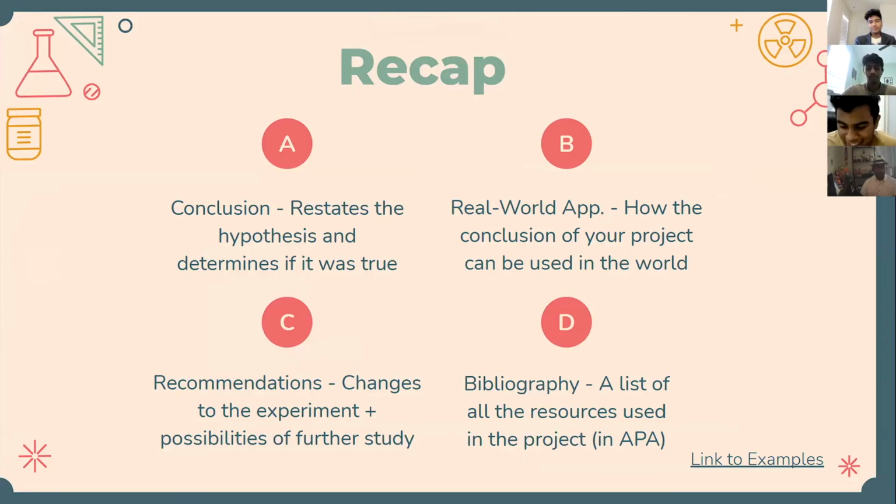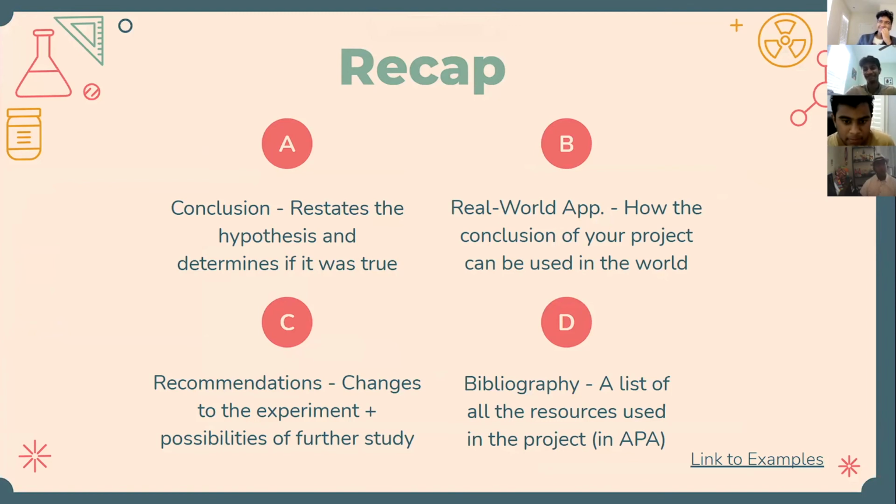Okay, we just went over quite a few things, so here's a quick recap of each topic. Firstly, the conclusion explains whether or not your initial hypothesis was accurate in predicting the outcome of the experiment by using the data from your experiment as support. Secondly, the real-world application determines how the outcome or conclusion of your project can be used or implemented in the real world. Then, the recommendations describe suggestions for changes to be made to your experiment and possibilities for further study related to the topic of your project.